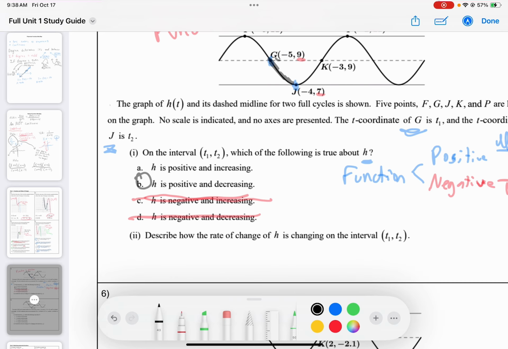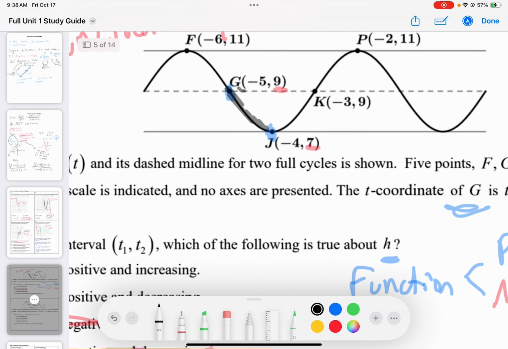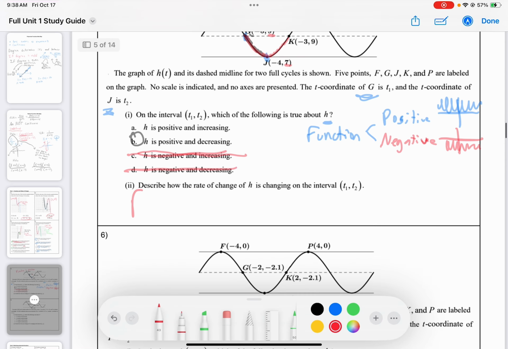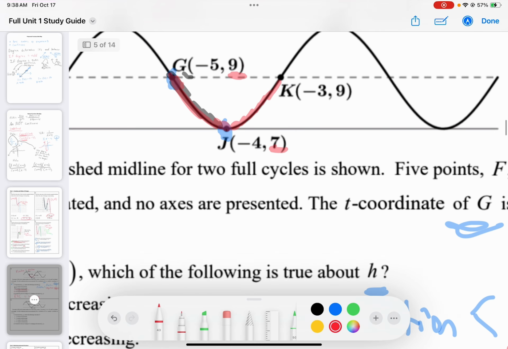Being able to differentiate between what the function is doing and what the rate of change is doing is absolutely core to calculus. So describe how the rate of change is changing on the interval t1 to t2. Well, what is happening to the rate of change? Well, this is concave up. It's concave up. So the rate of change is what? Increasing. The rate of change is increasing.